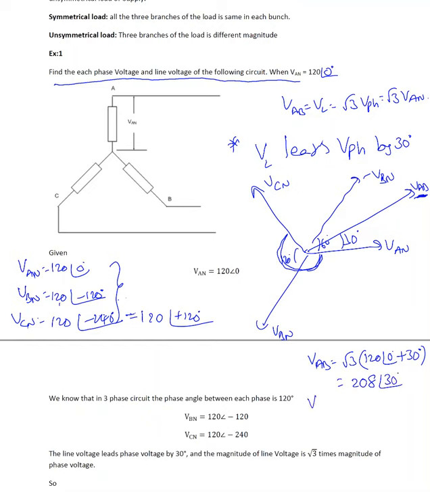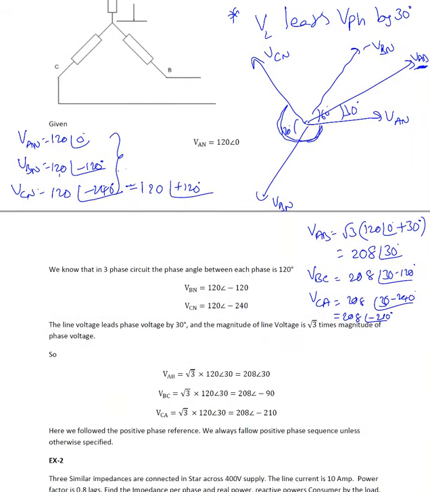That's VAB. Once we know VAB, what is VBC? Again, it's 120 degrees apart, so 30 minus 120, which is minus 90. VCA is 208 at an angle of 30 minus 240, which is 208 at an angle of minus 210 degrees. That's how we'll find phase values and line values if you know one of the voltages.